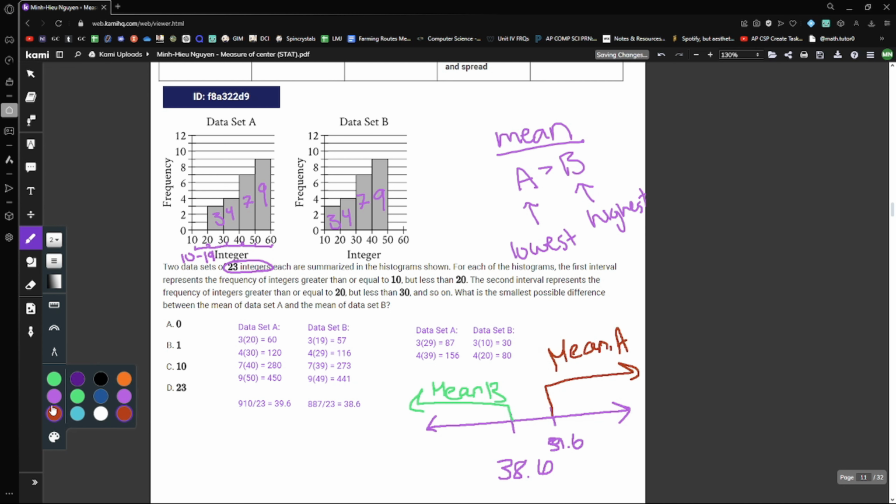Now, we want to find the smallest possible difference, so we want our two means to be as close together as possible. And the only time that happens is right here when we chose the highest possible value for B, and right here where we chose the smallest possible value for A. That means when you get these types of questions, you want to choose the smallest integers for the one with the higher mean, which is dataset A, and you want to choose the highest integers for the one with a smaller mean. Or you could just skip it.